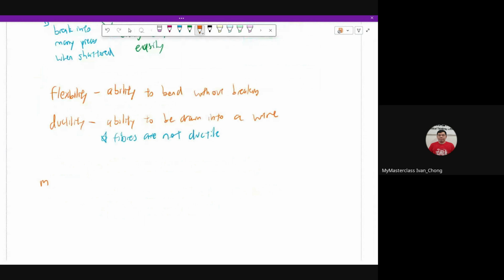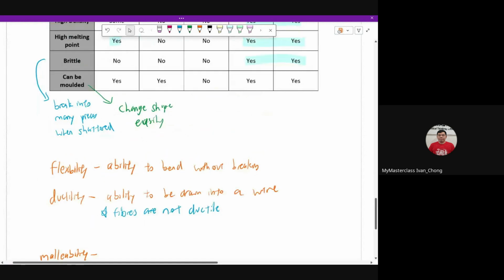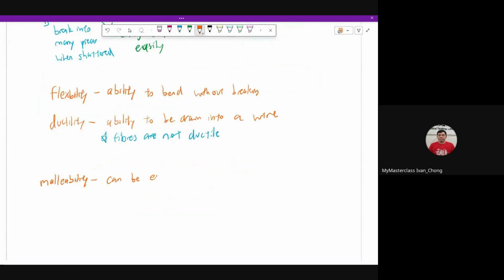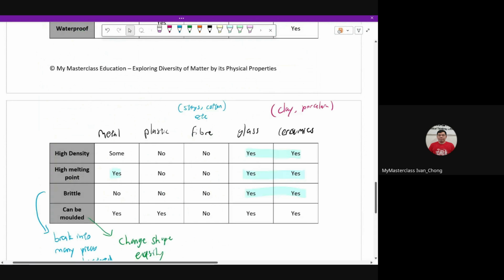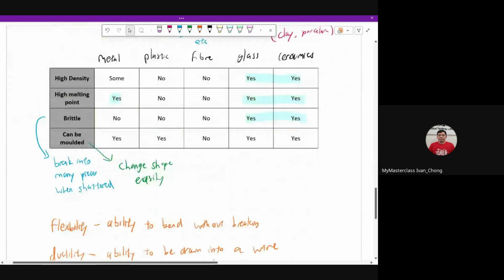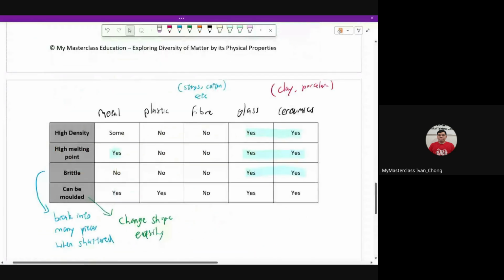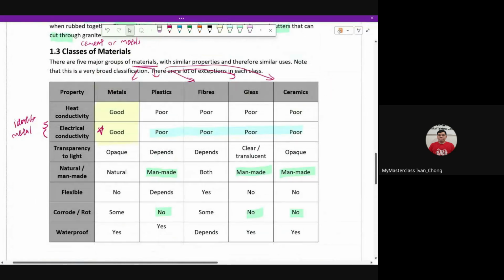And you might see this word malleability. It's the same as the can be molded part. Can be easily molded or change shape. Okay, so you can say like Play-Doh is malleable because it is easily molded and stuff like that. So there's a lot more different properties itself. This is just some of the many different properties. So do take note of all of these properties. Then when you do the tutorial, it'll make more sense to you when you use it in the application itself. So for now, just need to know.